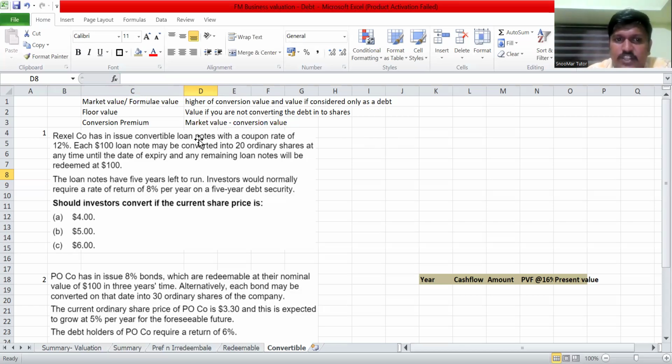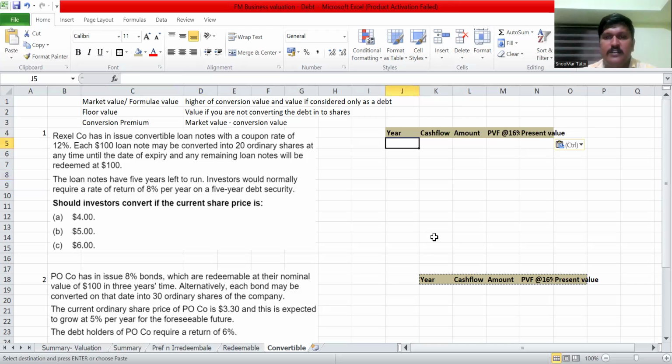Excel company has issued convertible loan notes with a coupon rate of 12%. Each 100 loan note may be converted into 20 ordinary shares at any time until the date of expiry, and any remaining loan notes will be redeemed at 100. The loan notes have 5 years left to run. Investors would normally require a rate of return of 8% per year on a 5-year debt security. So two values you need to consider.